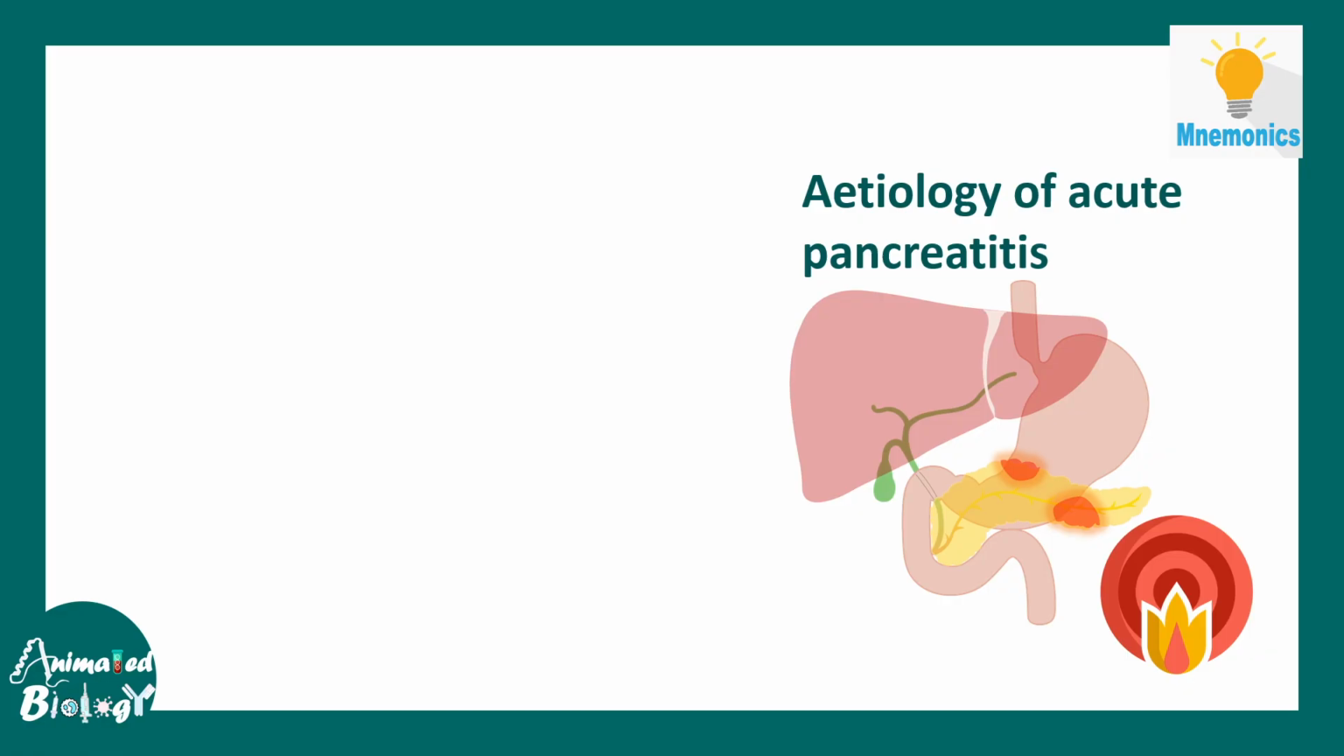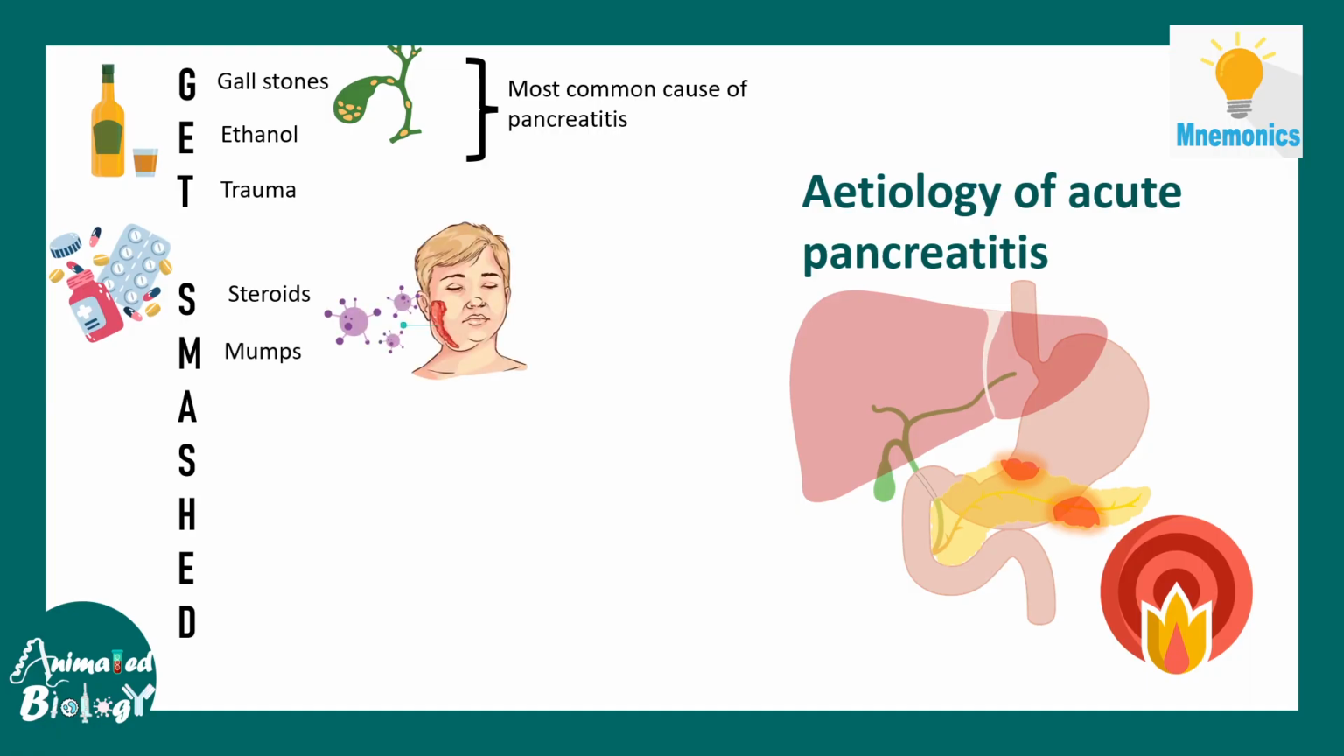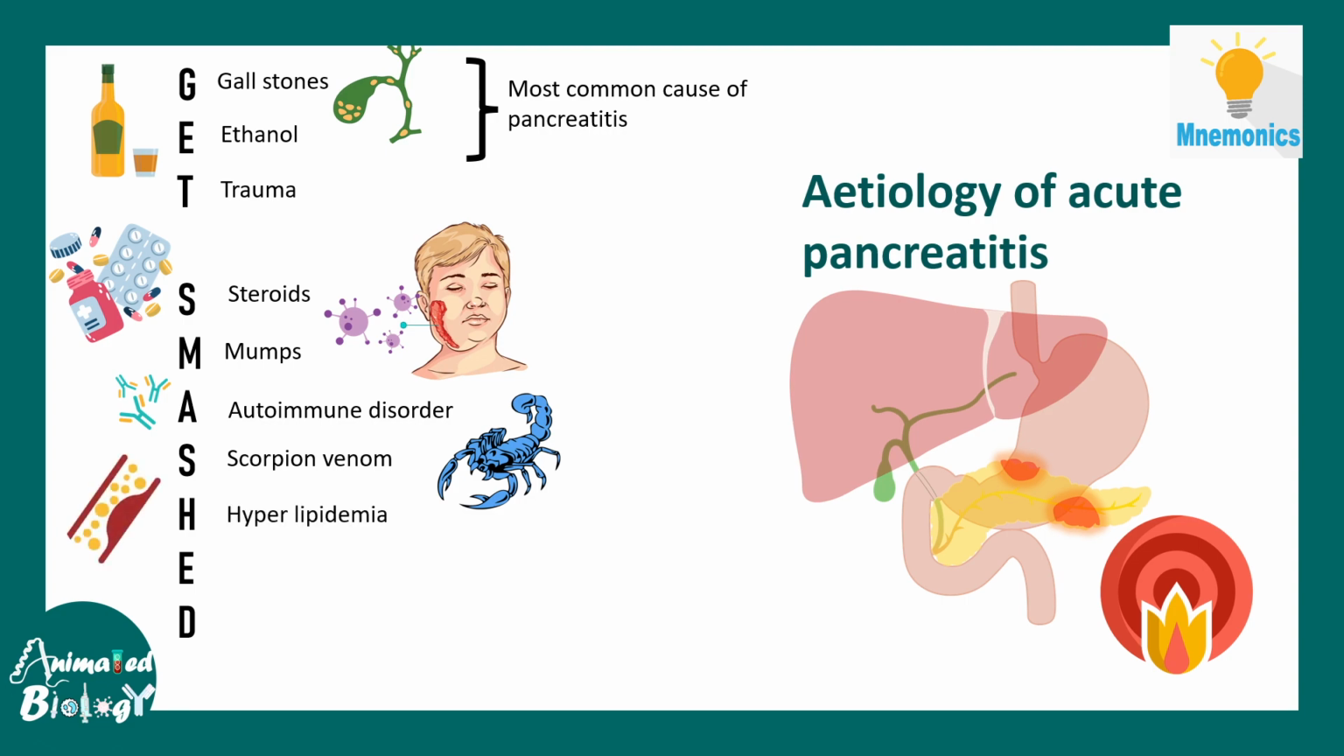So the etiology of acute pancreatitis can be remembered by a nice mnemonic known as GET SMASHED. G stands for gallstones and E stands for ethanol. These are the two major and common causes of acute pancreatitis. T stands for trauma, S stands for steroid abuse, M stands for mumps virus that can cause acute pancreatitis, A stands for autoimmune component which might lead to pancreatitis, S stands for scorpion venom, H stands for hyperlipidemia, E stands for ERCP, which is a procedure that can cause pancreatitis, and D stands for drugs which have the potential to lead to pancreatitis.